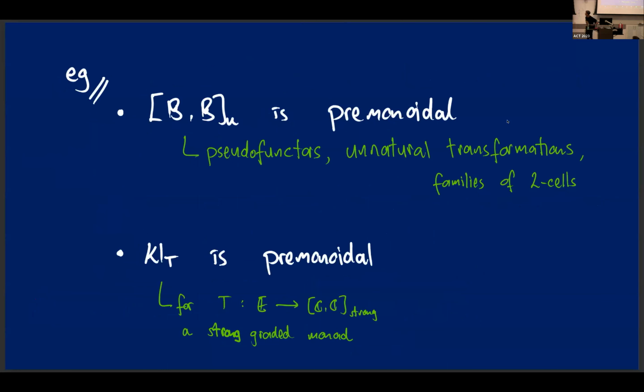Okay, so we saw before that functors and natural transformations form a premonoidal category. A similar fact is true at the bicategorical level if you take pseudo-natural transformations and just families of two cells. And similarly, this Kleisli-like thing, or this copower-like thing, if you prefer, is also premonoidal. And interestingly, this premonoidal structure is very similar to the premonoidal structure of a Kleisli category. So this was quite nice.